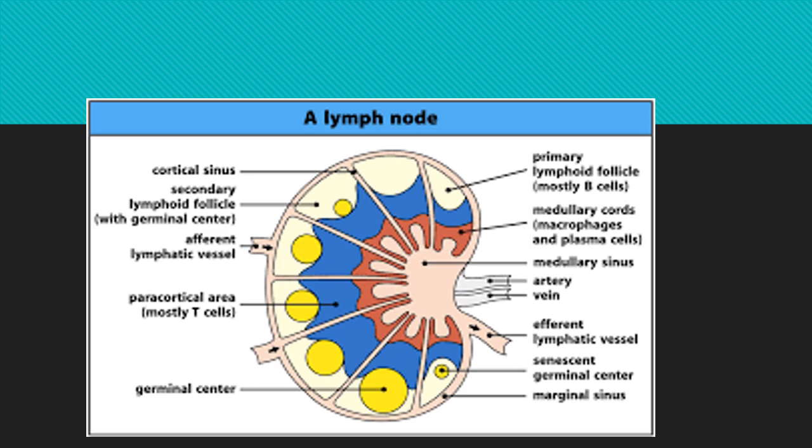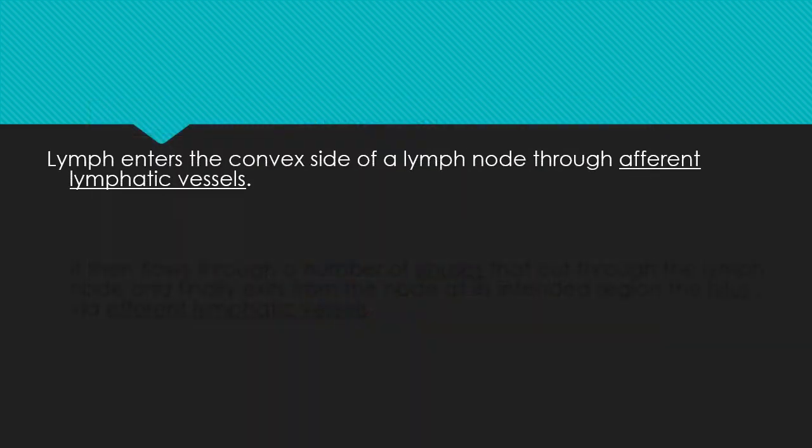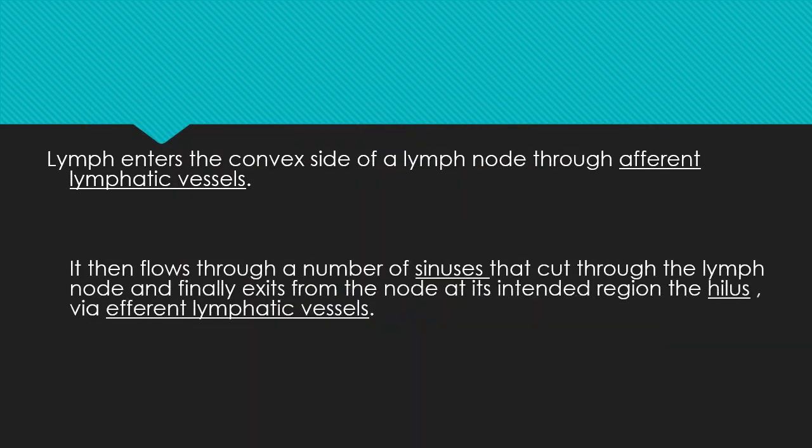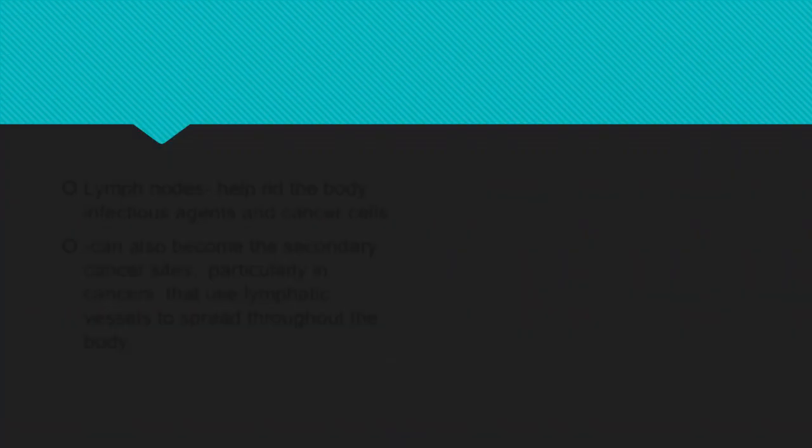This is afferent, the convex side; lymph enters here through the afferent vessels, and then it exits here, efferent. So lymph enters the convex side of a lymph node through afferent lymphatic vessels. It then flows through a number of sinuses that cut through the lymph node and finally exits from the node at its indented region, the hilus, via efferent lymphatic vessels.